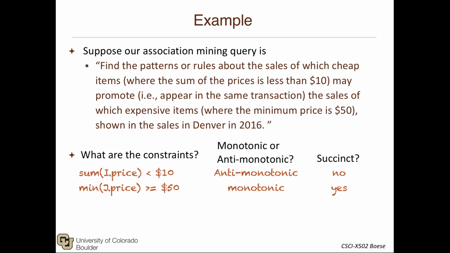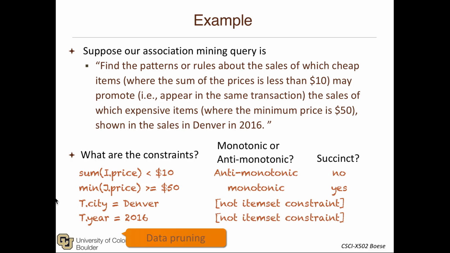All right, so now let's look at what else we have in here for constraints. We also have in here that the city is Denver. And for that, this is not talking about the item sets, right? So this is just simply our pruning of the data. So we don't talk about monotonic or anti-monotonic. This is simply a constraint on the data set. And same with the year being 2016. So we're just essentially doing our data pruning based on these constraints then.